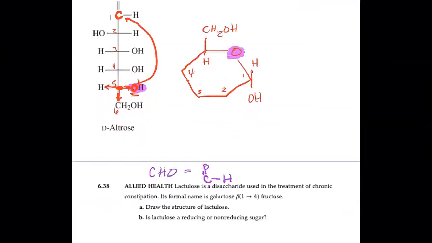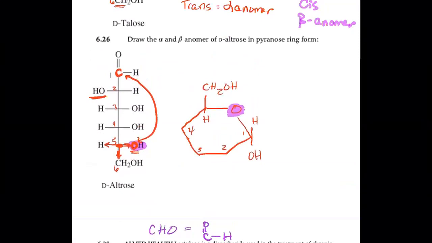Now, carbon 2. On the left-hand side, I have an OH, so that goes up. I'm going to erase my 2. That goes up, OH. Hydrogen goes down. Carbon 3. What's on carbon 3 on the left? A hydrogen, so hydrogen goes up. Hydroxyl goes down. Then carbon 4. Look at carbon 4. Hydrogen goes up. Hydroxyl goes down. Okay. Now we got that done.